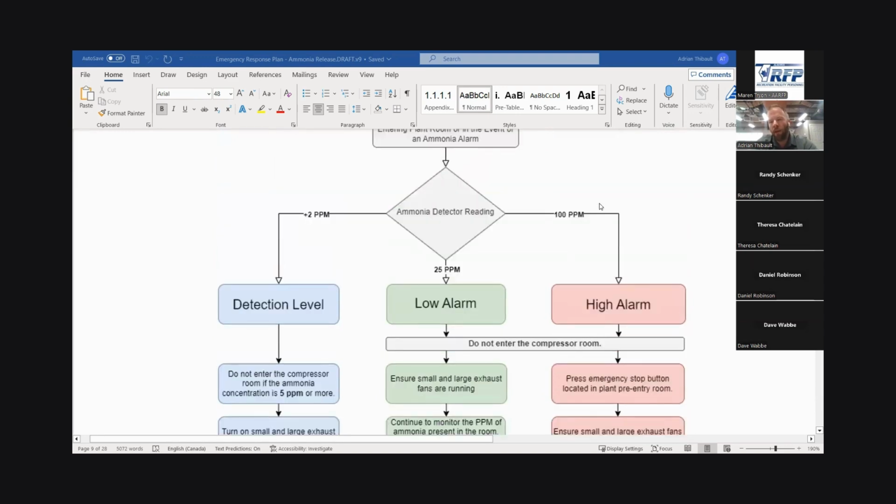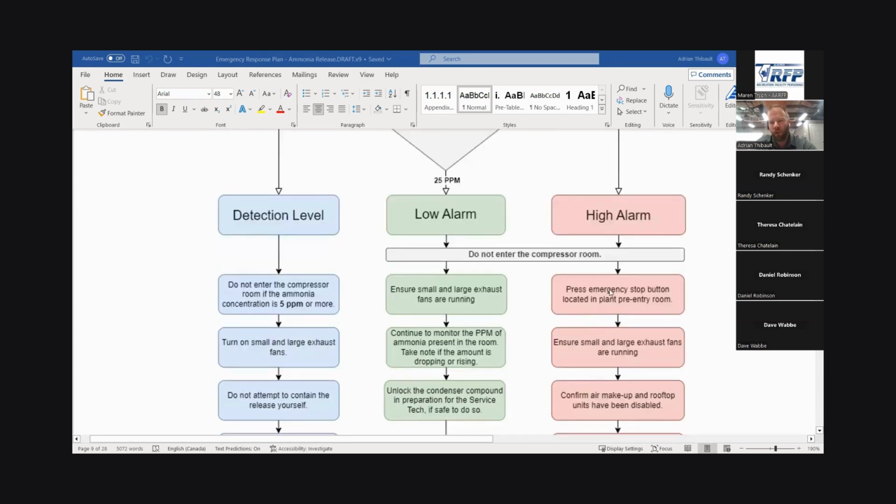Now, high level alarm, that's obviously a much bigger concern. You're at 100 parts per million and probably rising until you press the emergency stop button that's located in that pre-entry room. Now, if you don't have a pre-entry room and an emergency stop button, you're not really to code. You're not a class T machine room, these are key things to have. So you've got to hit that emergency stop button.